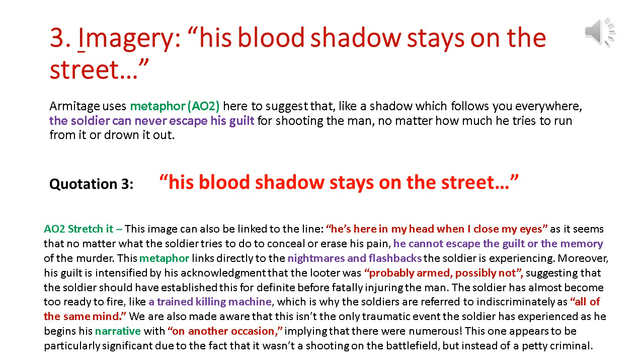We also know that this isn't the only traumatic event that the soldiers experienced, because he actually begins the narrative, it's a narrative poem, which tells us this story. He begins it with "on another occasion," implying that he's had numerous traumatic experiences like this one. But it seems that this one sticks in his head because it wasn't a shooting on the battlefield where in some ways he would feel justified, but it's the shooting of a comparatively innocent man.